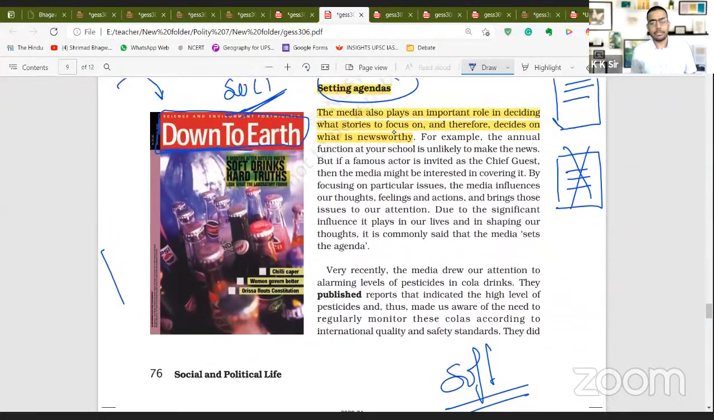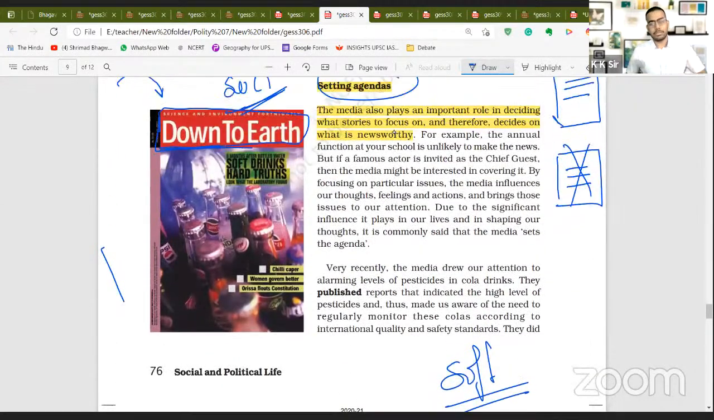So what happened was that a report said the soft drinks are not safe for human consumption. But these industries were paying a lot of money to the government. A lot of taxes were coming from them. And that's why the government was trying to cover up the issue.